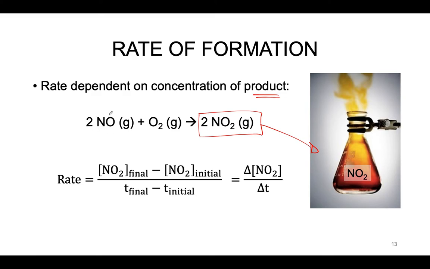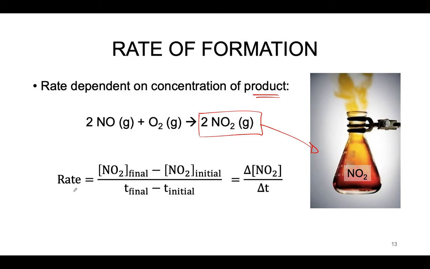Conversely, nitrogen monoxide and oxygen gas are both clear, colorless gases. You can't see them, you can't really smell them. Nitrogen dioxide has a very clear odor and it is very visible. So it's going to be pretty easy for us to pay attention as the concentration of our nitrogen dioxide increases. We're going to see an increase in the saturation of this color.